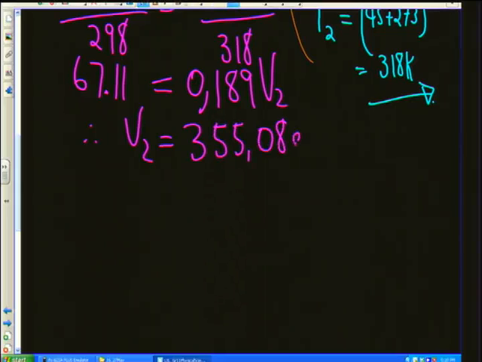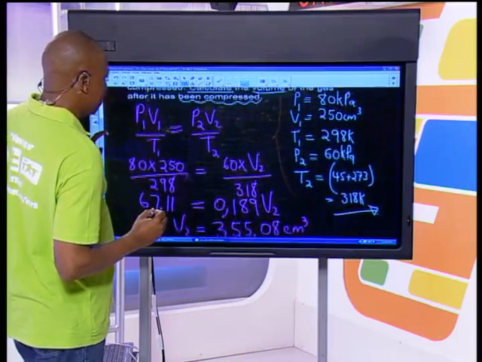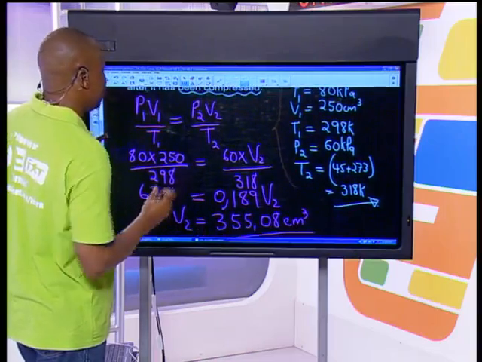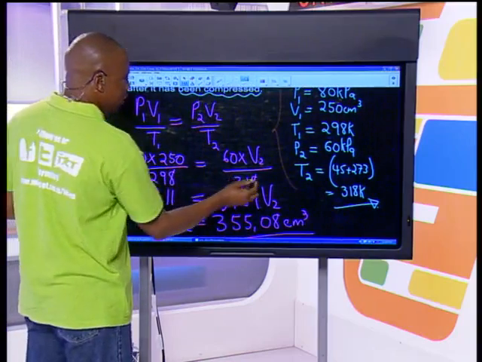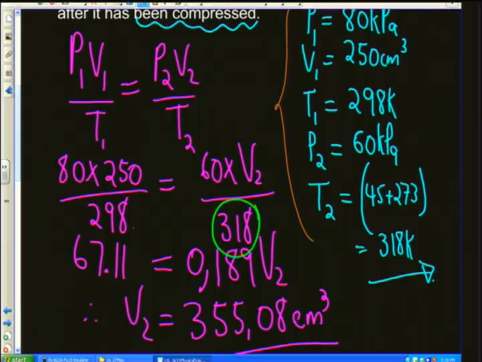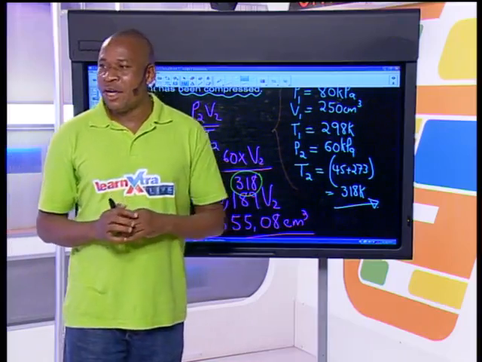355,08. This must be cubic centimeters. So that is the way you were supposed to work out this question. Something for you to always note is to make sure that the Kelvin temperature is the scale that you are using all the time, nothing else. Let's just stop there and we go back to Abram.